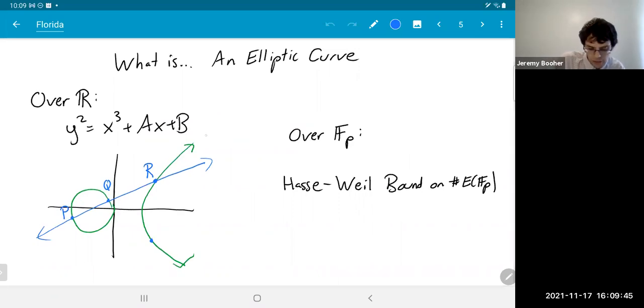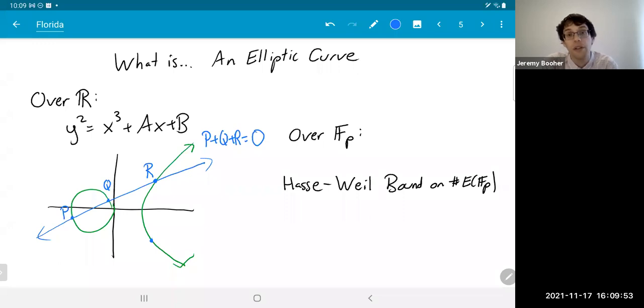In fact, it turns out if you take a line and you find the 3 points of intersection with your curve, those 3 points add up to 0. And if you sort of unwind this, it means that the sum of P and Q is this point down here you get when you reflect R over the x-axis.